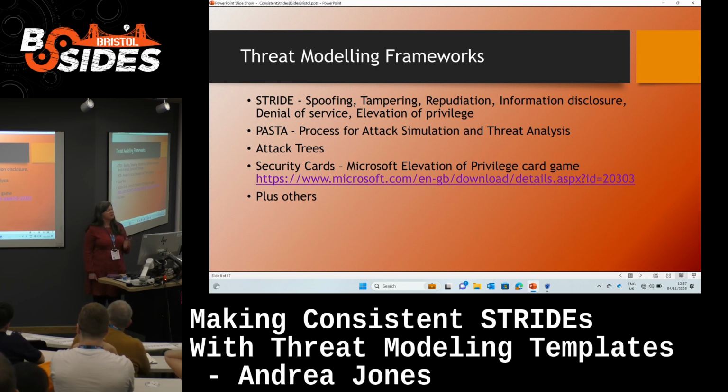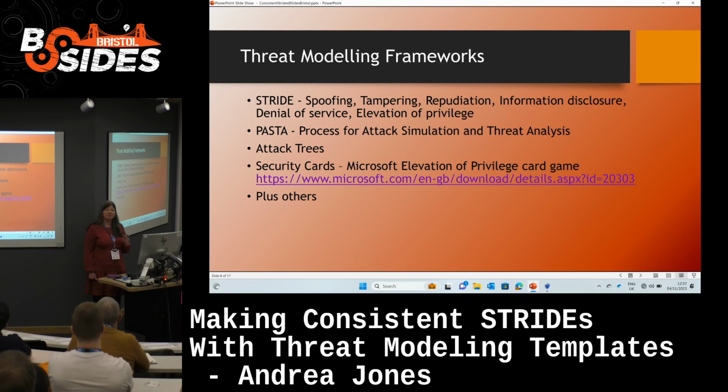Attack trees can be useful in situations where you don't have quite so much infrastructure, or maybe you're looking at lots of third-party platforms that you're not responsible for, but you can still look at various issues around authentication and the like. And again, Shostack's book has some very good appendices with information about that. Something that's been around a long time is security cards, the Elevation of Privilege card game. Some of you may have looked at that in the past.